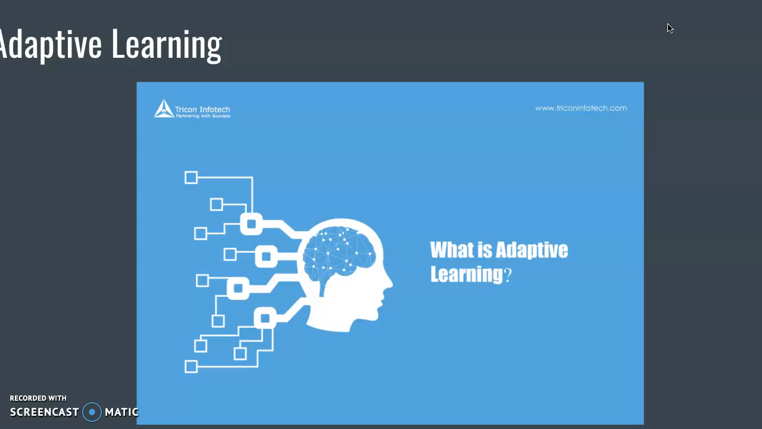So what is adaptive learning? Adaptive learning is a process by which we're able to adapt learning processes and learning environments based on the responses and the experience that the student is having.